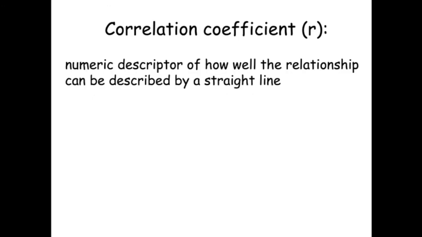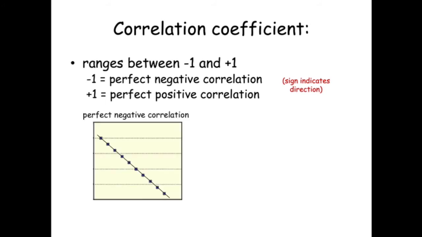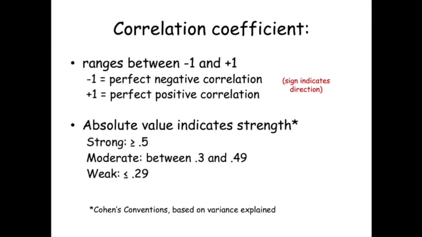The correlation coefficient, R, is a numeric indicator of the nature and strength of a relationship between variables and tells us how well the relationship can be described by a straight line. R can range between -1 and +1, and the sign indicates the direction of the relationship. A -1 indicates a perfect negative correlation, and a +1 indicates a perfect positive correlation. In both cases, all data points fall on a straight line. The absolute value of R indicates the strength of the relationship.